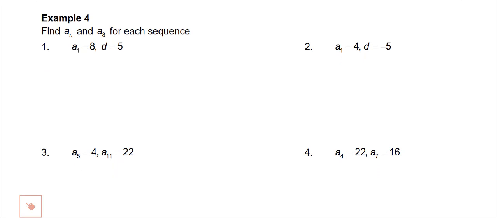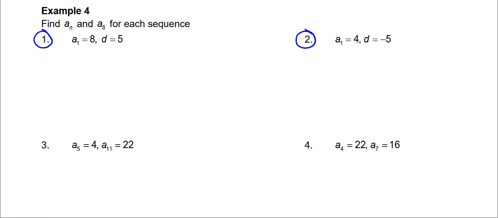Go ahead and do 1 and 2. So they want you to find a sub n. So a sub n, any term is, I always start where? First term, and I add a bunch of d's. How many d's do I add? N minus one of them, right? The number of steps is always one less than the stepping stone I'm stepping on.